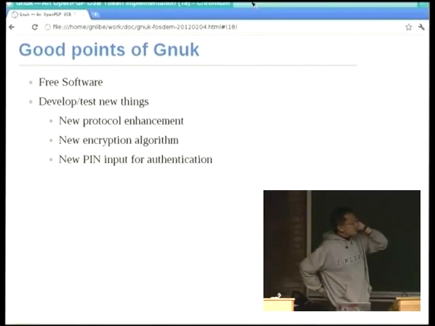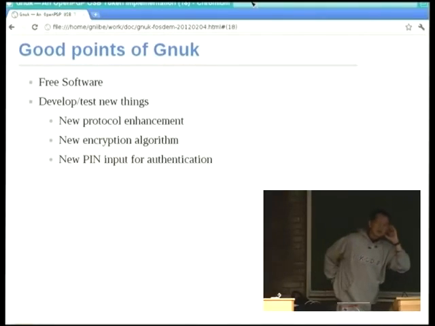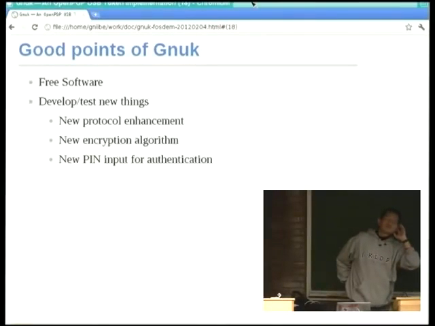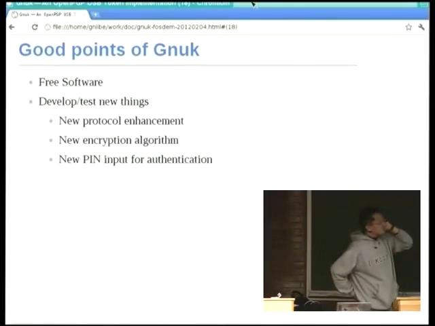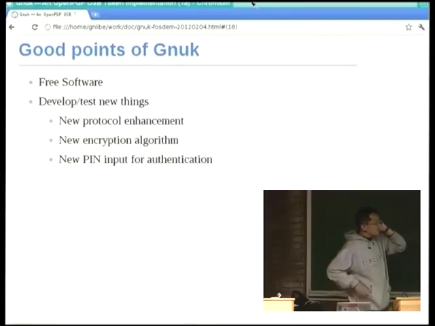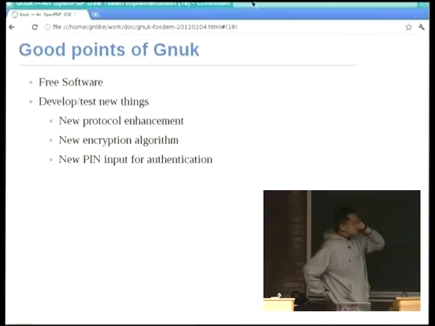Actually, I am currently trying to support ECC, elliptic curve cryptography, for the next version of GNU PG. And I am also testing a new pin entry for authentication.